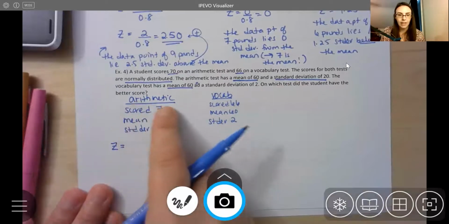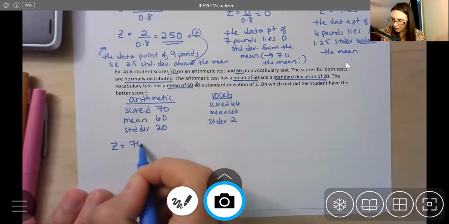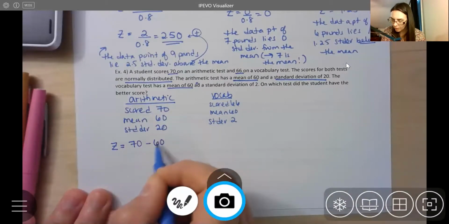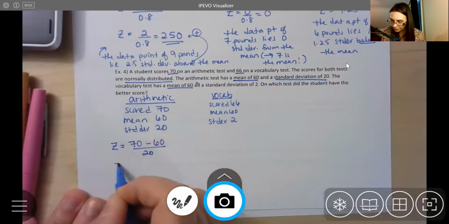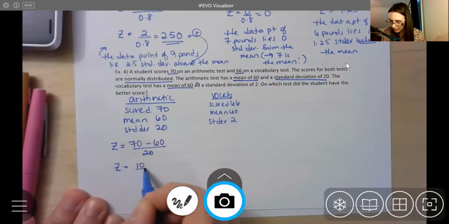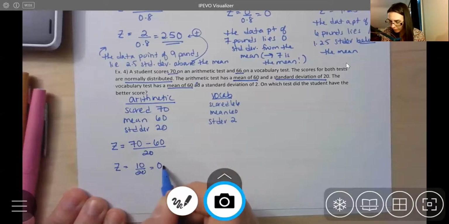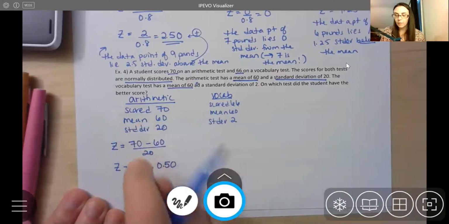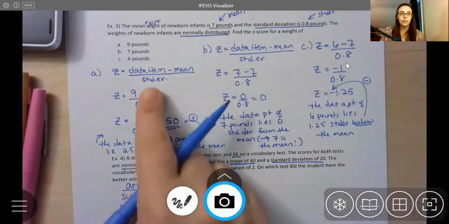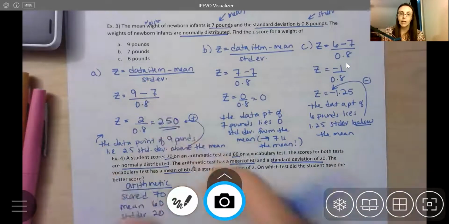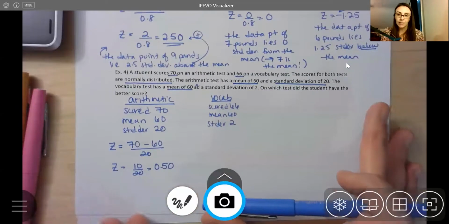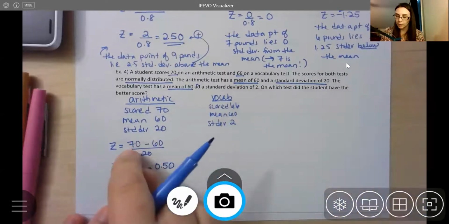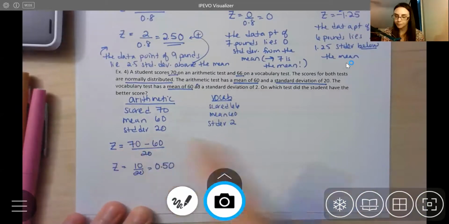So again, I take my data point, I subtract my mean, and divide by my standard deviation. So I get 10 divided by 20, which is 1/2. You do want to be careful. Make sure you follow the formula and always subtract with your data item first. If you don't, your sign will be off and that is going to be wrong. So you want to make sure you always do the data point minus the mean.